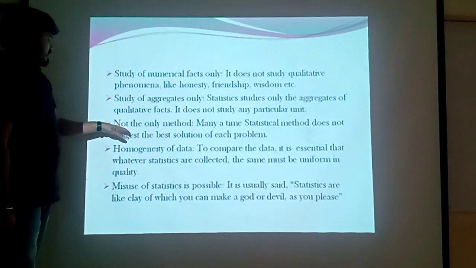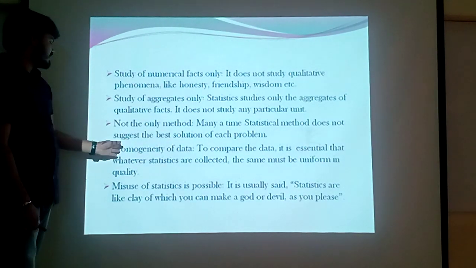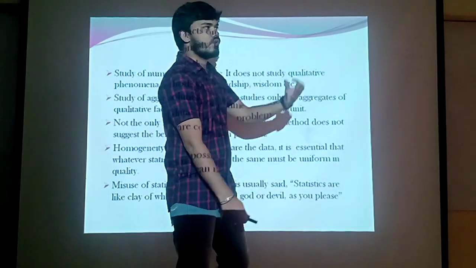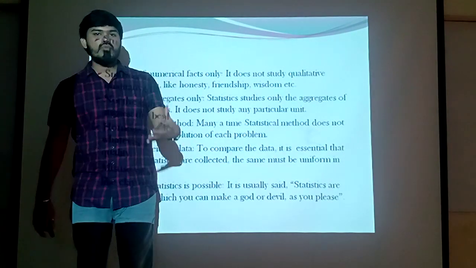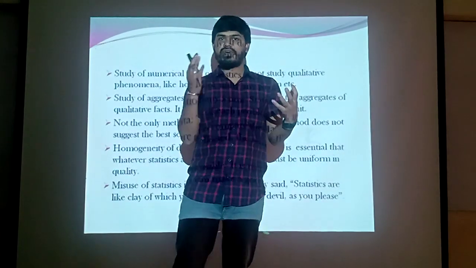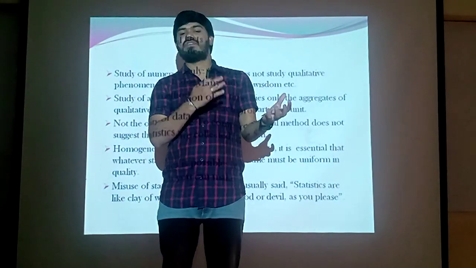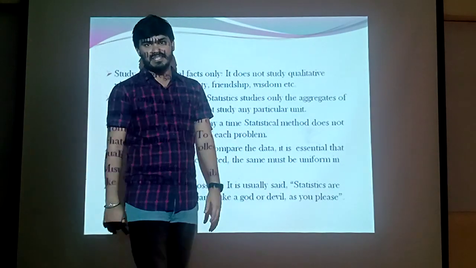Next one, not the only method. Many times a statistical method does not suggest the best solution for each problem. We have many methods. Correlation we have, regression we have, mean, median, mode, then t-test, chi-square test, index numbers, bivariate, univariate, frequency data. So which method is the best? We can't say that, right?